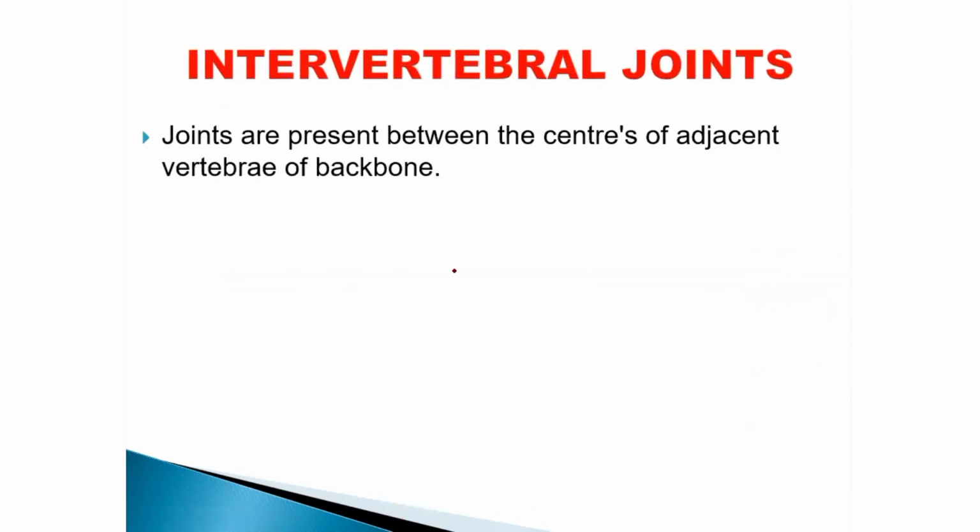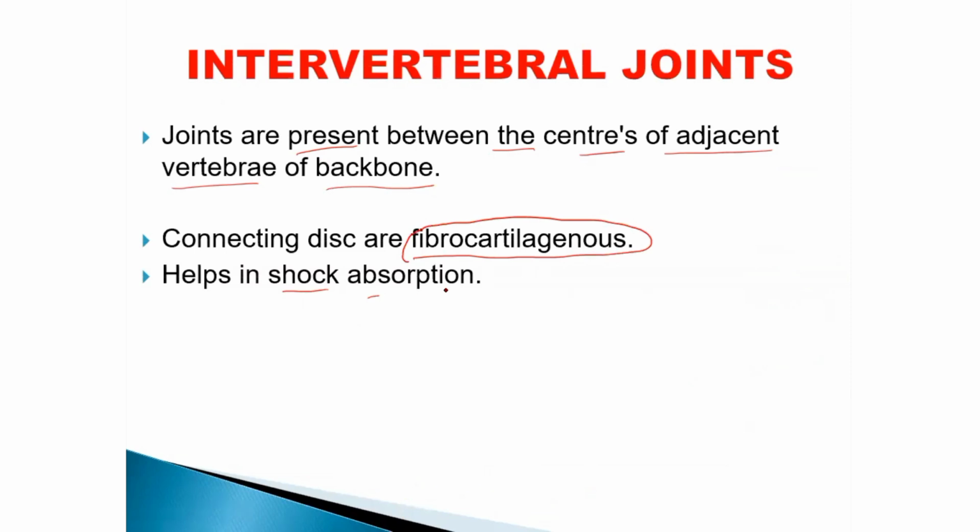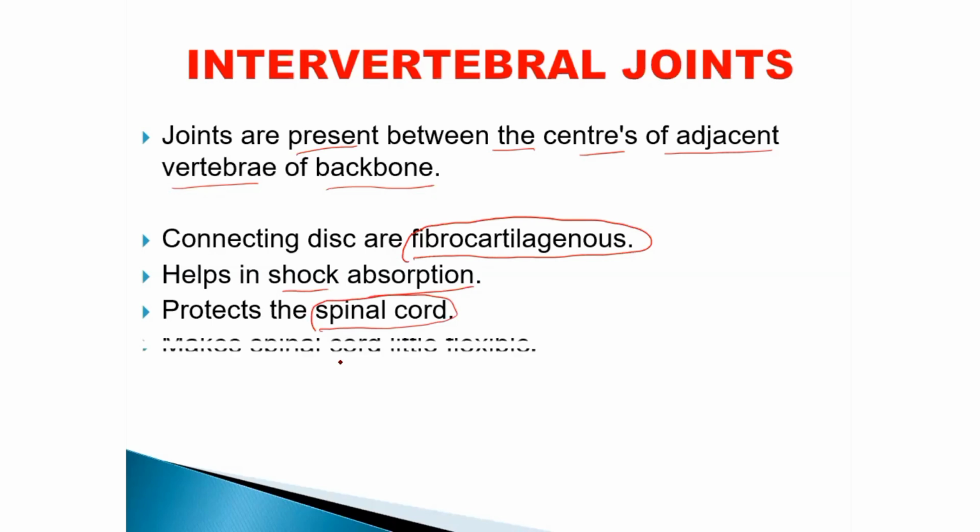Intervertebral joint. Joints are present between the centers of adjacent vertebrae of the backbone. So remember this. The connecting disc is fibrocartilaginous. Remember, it helps in shock absorption. Somebody hits you on the back, the shock will be absorbed because of this cartilage. It protects the spinal cord. The vertebral bone protects the spinal cord.